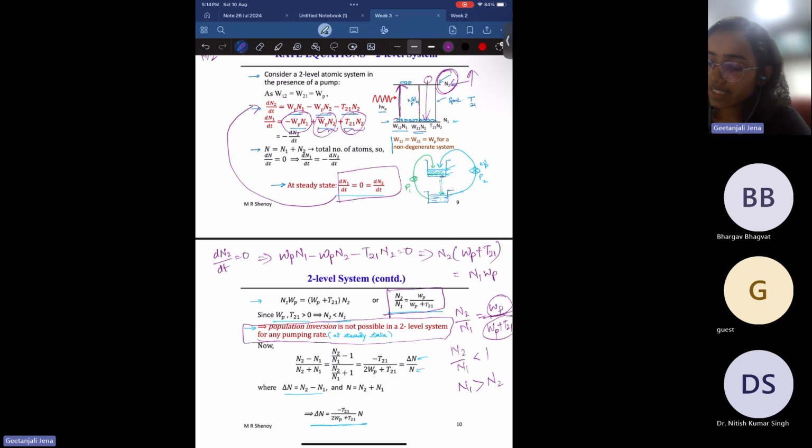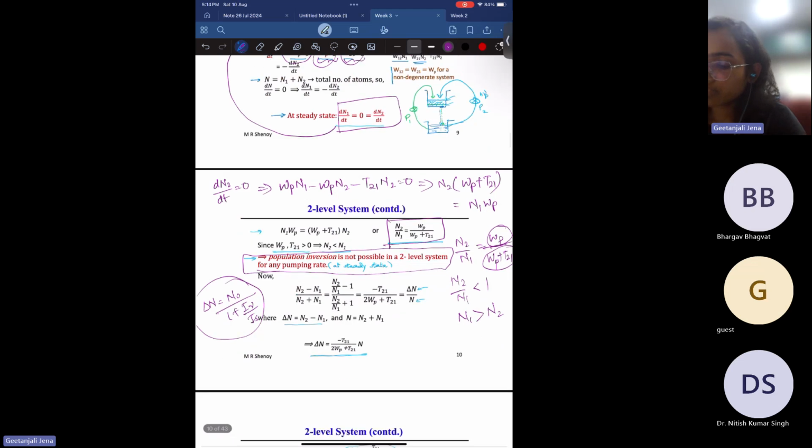Now we'll see, previously you must remember we have taken delta nu as delta N0, which we have approximated as 1 plus I_nu by I_s. This we have assumed in our previous section. So now we'll see how we can derive this relation. So delta n is nothing but N2 minus N1 divided by N2 plus N1. So if you now divide both numerator and denominator by N1, we'll get N2 by N1 minus 1 over N2 by N1 plus 1.